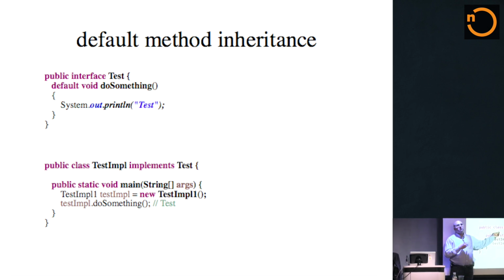That's the whole point of default methods. You can put the implementation in the interface, and every class that implements that interface inherits that implementation. Can you override it? Wait till the next slide. Great question. What if you already have it?